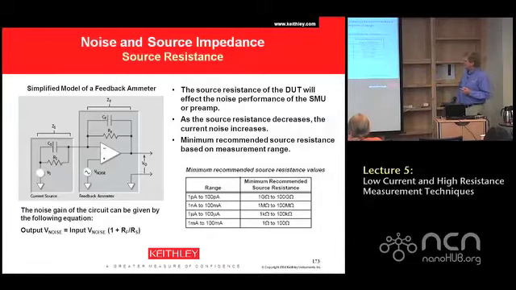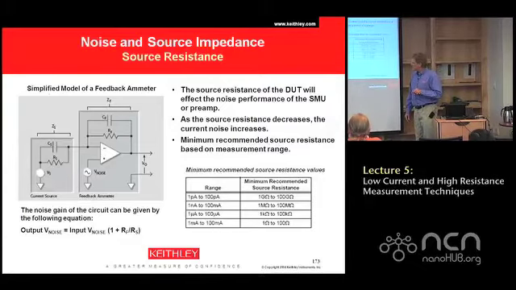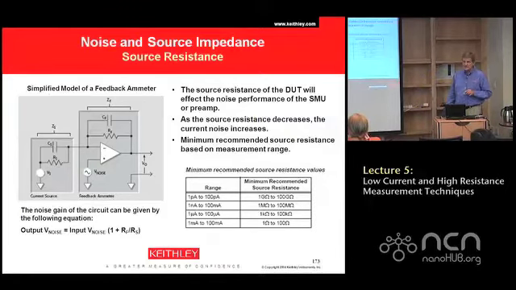So the noise gain of a circuit is given over here. The output noise is the input noise times 1 over RF RS, where RS is your current source and RF is your feedback ammeter. Remember that SMUs are all feedback ammeters. So the source that you have here will impact the measurement you have here.